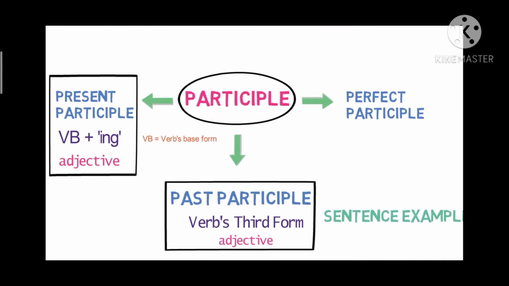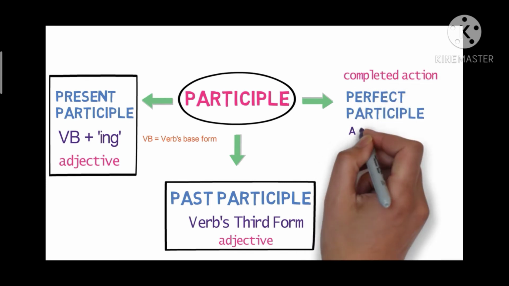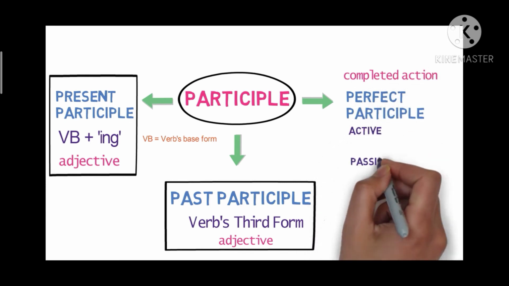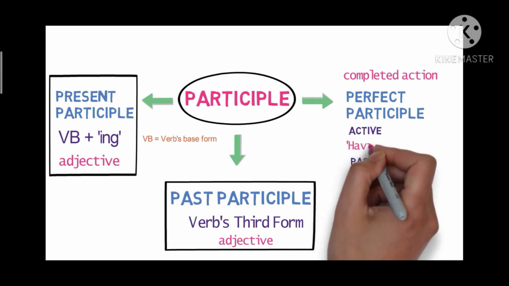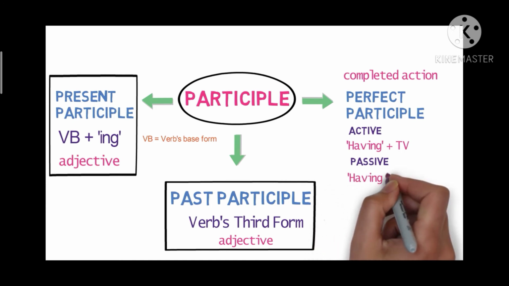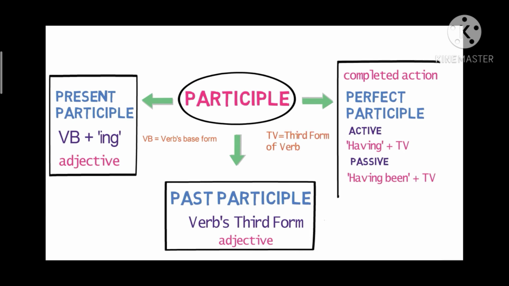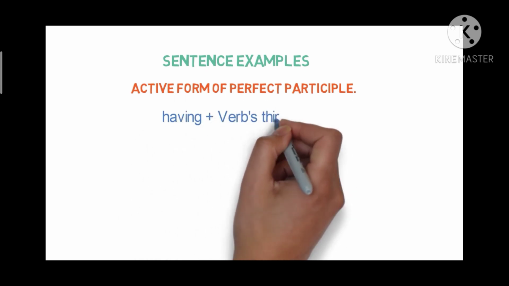The perfect participle indicates completed action. They can be in active form or passive form. In active form, they are created by having plus verb's third form, while in passive form, they are created by having been plus verb's third form. Let's look into example of active form of perfect participle created by having plus verb's third form.